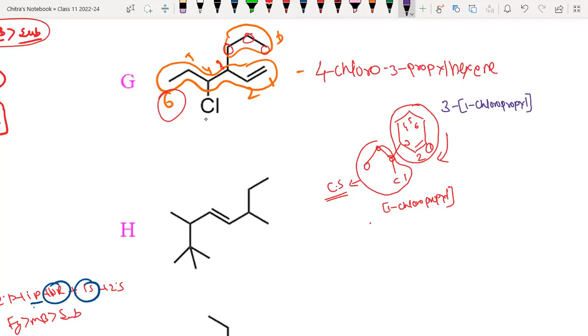Then it is a cyclic one, so we have to use cyclo. Then how many carbons do we have on the cyclic structure? 6, so hex. And on the first carbon we have a double bond, so you can write ena. Done. So why are we using brackets, sir? Because that substitution is a complex substitution.